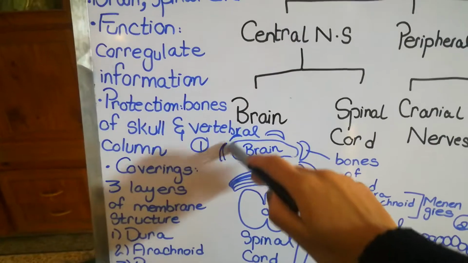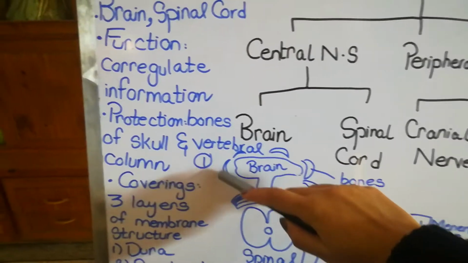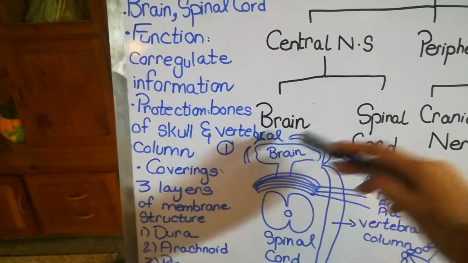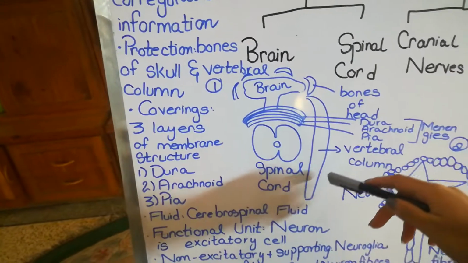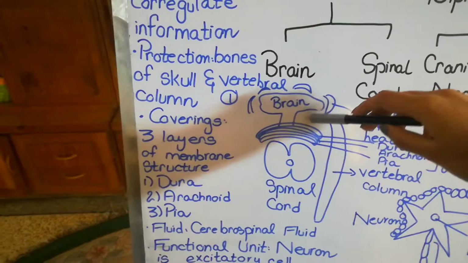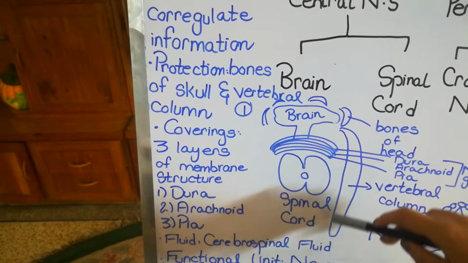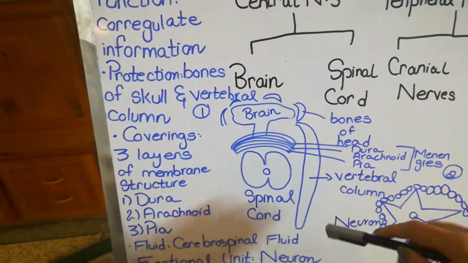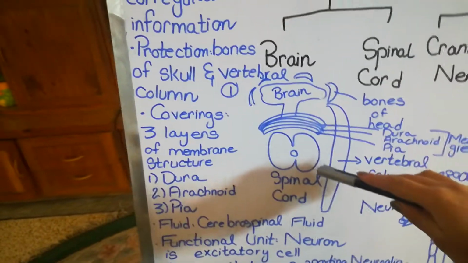So here, these are the bones of the head that I've shown, which are surrounding and protecting your brain. Then you have the long backbone known as the vertebral column, which will extend from the lower part of the brain all the way to the spinal cord. So these two play an important protection function for your brain and spinal cord.